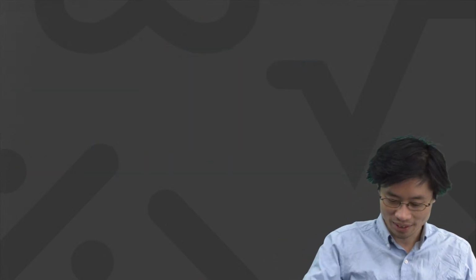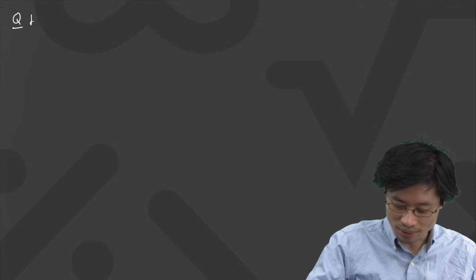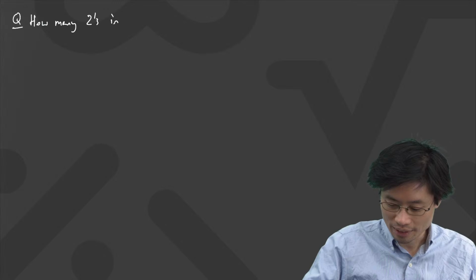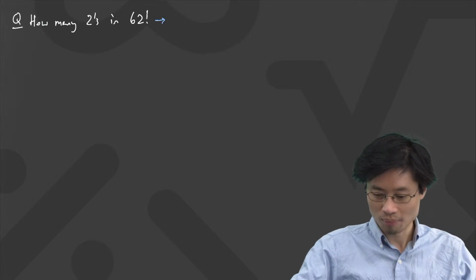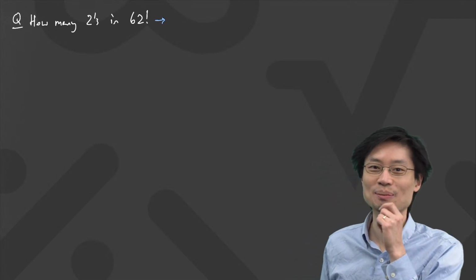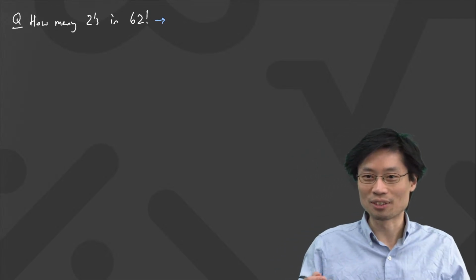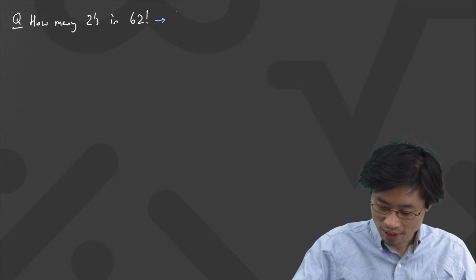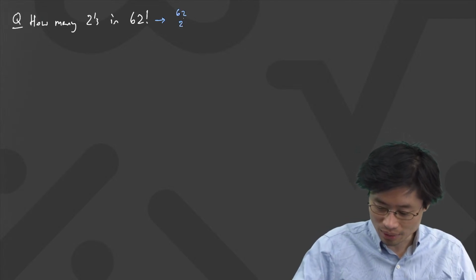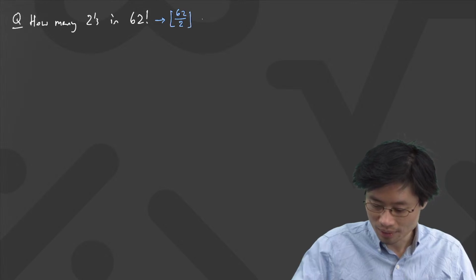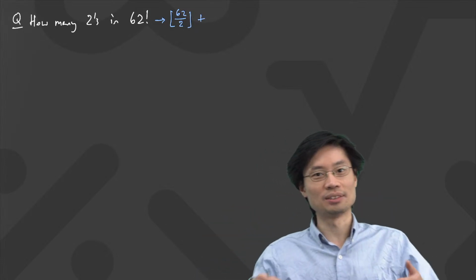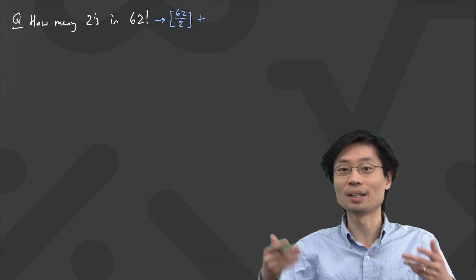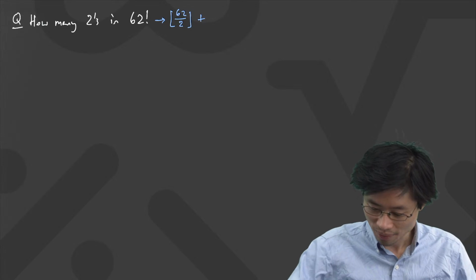So let's go over here. Question. How many 2s are in the 62 factorial? Well, now we have to do more arithmetic, which is not fun. But this is why Chris's question was good. You're just going to take 62 divided by 2, round down. And then 62 divided by 4, round down. And then divide by 8, round down. And you keep going all the way to divide by 32 and round down.